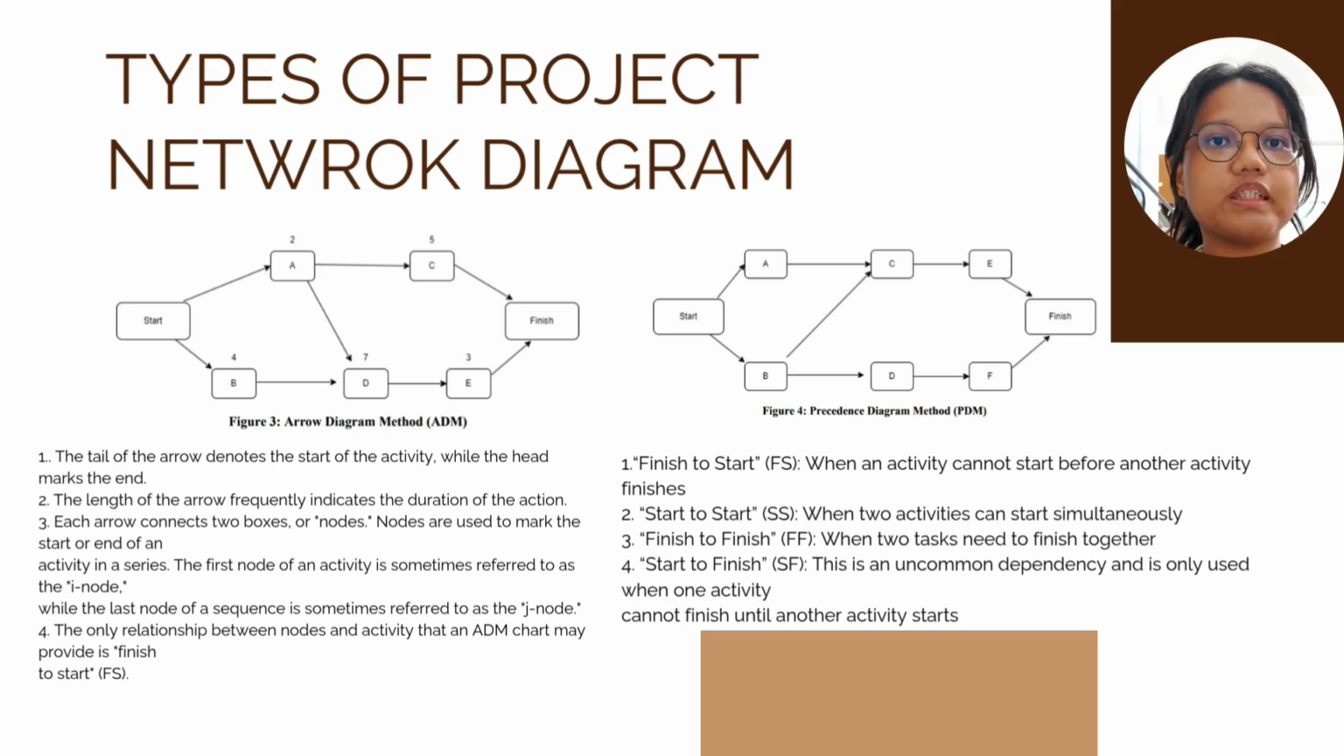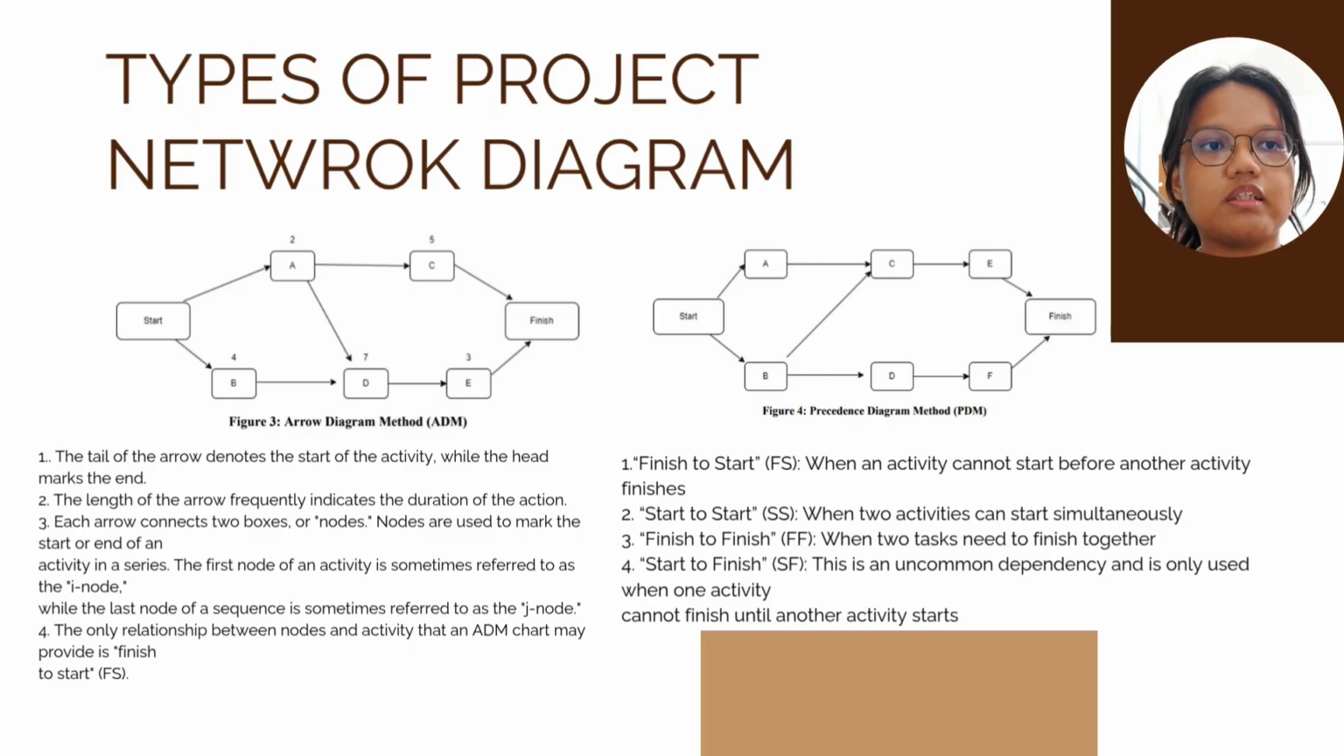For the precedence diagram or PDM, finish to start, FS, is when an activity cannot start before another activity finishes. Meanwhile, start to start or SS is when two activities can start simultaneously. Finish to finish, FF, is when two tasks need to finish together. Meanwhile, start to finish or SF is an uncommon dependency and is only used when one activity cannot finish until another activity starts.